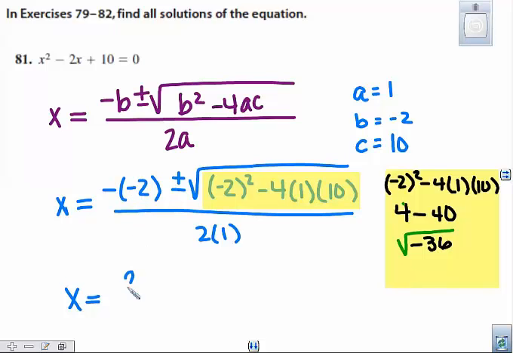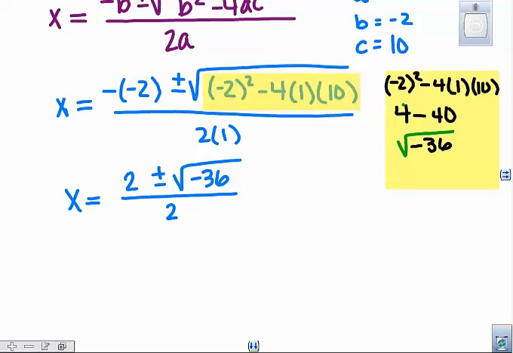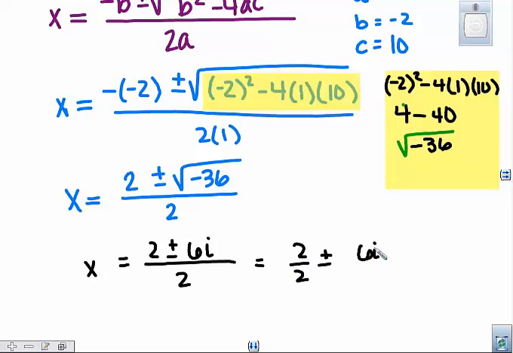So negative 2 is positive 2. Square root of negative 36. 2 times 1 is 2. The square root of 36 is 6, and since it's a negative, it's 6i. We can still simplify this. We're going to split it with 2 over 2 plus or minus 6i over 2. Both pieces of the term on top are being divided by 2. 2 over 2 cancels. It does not go away completely. 2 divided by 2 is 1. You have to write 1 plus or minus. It doesn't just become 0. Don't make that silly mistake. 6 divided by 2 is 3i.